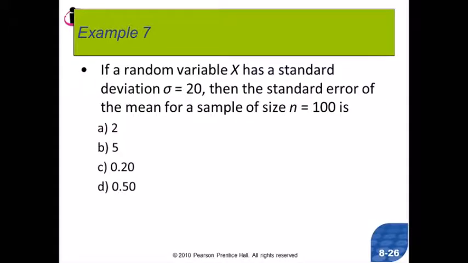Next example. How do you compute the standard error of the mean? The standard deviation is 20. The sample size is 100. Therefore, the answer is letter A. So 20 divided by the square root of 100, the result is 2.